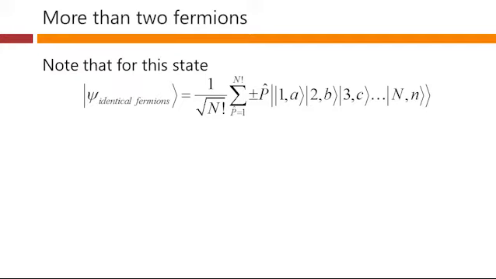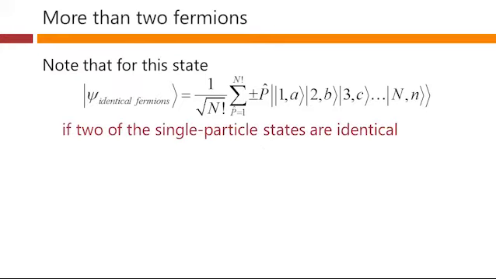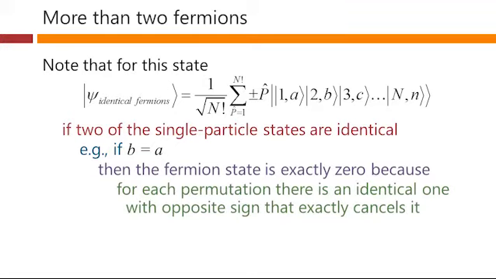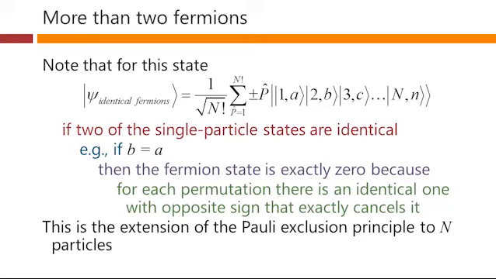Note that for this fermion state, for identical fermions, if 2 of the single particle states are identical, for example, if B and A are actually the same state, then this sum adds up to exactly 0. Because for each permutation, there is then an identical one with the opposite sign that exactly cancels it. So if A and B are the same state, we have one term in the sum that is plus, with A and B being the same. And then we could swap 1 and 2 between those two states. That would be a single pairwise swap, giving us a minus sign for that term, and so the sum would cancel out. This, therefore, is the extension of the Pauli exclusion principle to n particles.